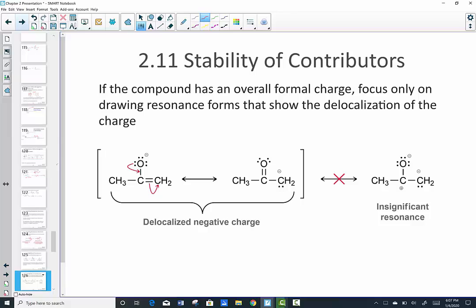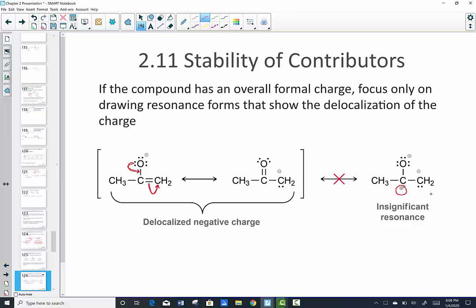If the compound has an overall formal charge, focus only on drawing resonance forms that show the delocalization of the charge. So I'm allowed to move a pair of electrons into a pi bond. I'm allowed to move a pi bond and form a pair of electrons. I'm delocalizing the negative charge. But what have I done to move to this? This is a non-valid structure.